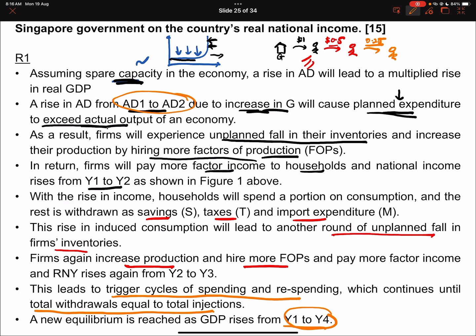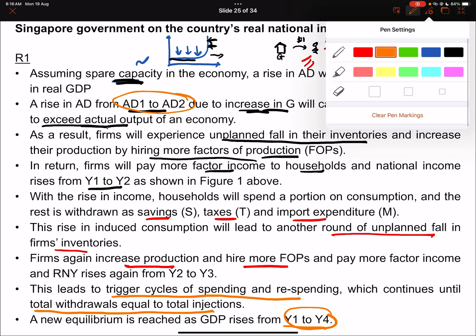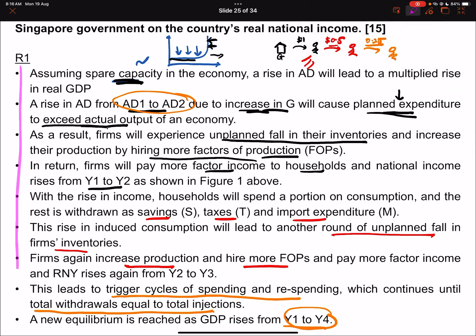Okay, so in our AD-AS diagram, we will draw multiple shifts. Okay, but before that, this whole thing, you must memorize. I'm sorry to tell you, but you must memorize.